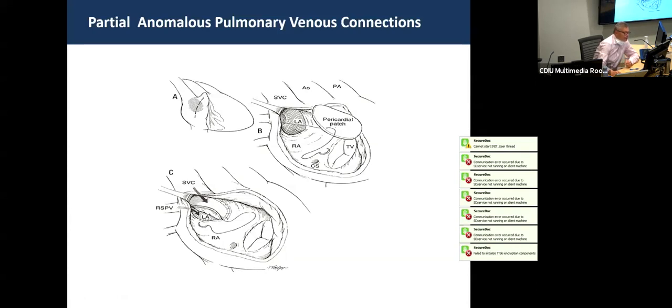Our preferred operation here is really a double patch repair. So we use one patch to conduct the anomalous right upper pulmonary veins posteriorly through the defect into the posterior left atrium, the way they're supposed to be connected, using an autologous pericardial patch. And remember that I mentioned that the veins typically connect in close proximity to the atrial defect, so it makes it a relatively straightforward patch that rarely becomes obstructed.